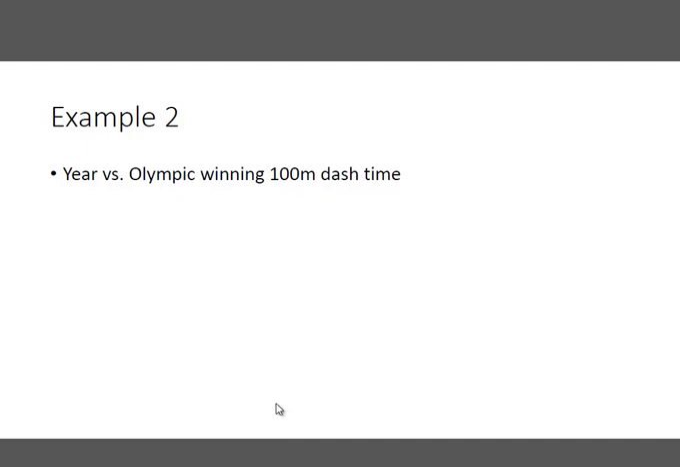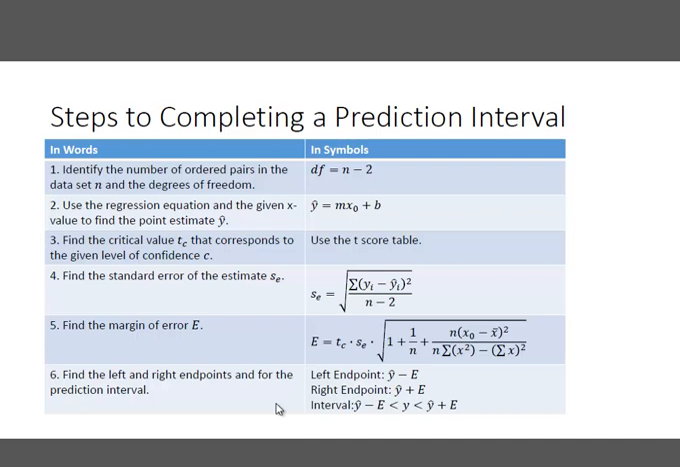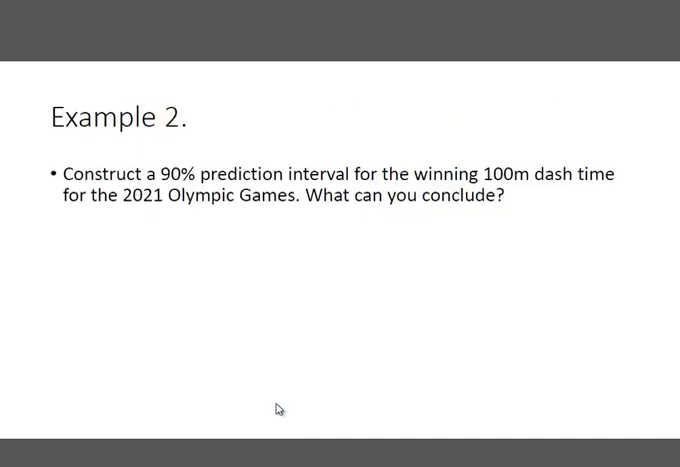Second example that we're going to look at is the year versus the Olympic winning 100-meter dash time. We're going to go through the exact same steps as last time, no different, and hopefully the second time through will make things a little bit more clear for those of you who struggled through the first one.